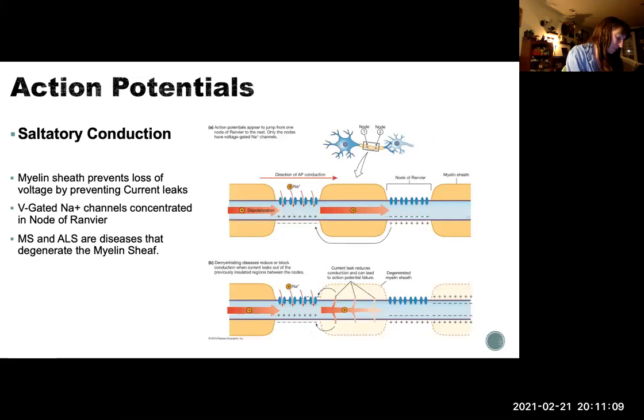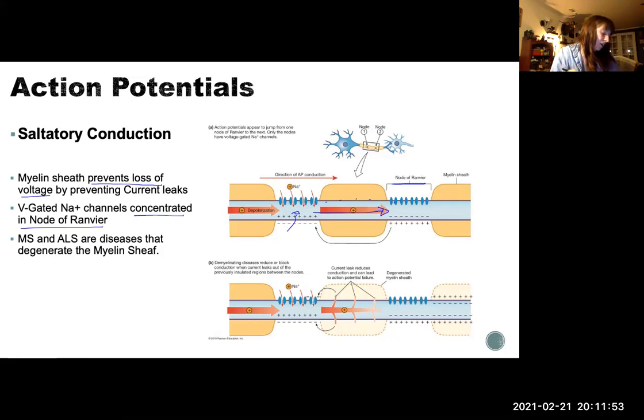Okay. Versus saltatory conduction, like I said, it's the same basic thing, except you don't have these voltage gated channels underneath the Schwann cells, underneath the myelin sheaths of the Schwann cells. Instead, you have them just at the nodes of Ranvier. So the depolarization gets replenished at each node, and then the signal travels quickly all the way underneath the myelin sheath to the next node where it gets replenished. Okay, so the myelin sheath prevents loss of voltage by preventing current leakage. The sodium gated channels are concentrated in the nodes of Ranvier.